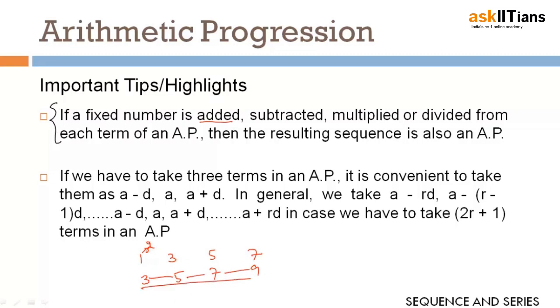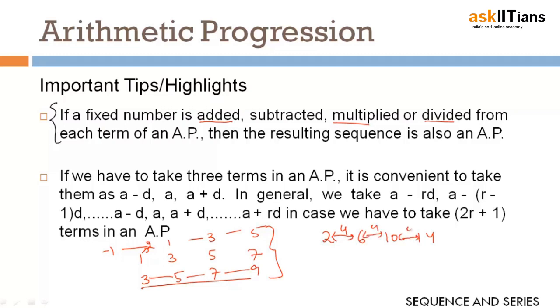Similarly, if you subtract 2 from it, this will become -1, 1, 3, 5. This is again an AP with a difference of 2. Now let's see what happens when we multiply or divide each term by a fixed number. If you multiply everything by 2, this will become 2, 6, 10, 14. Let us first see the common difference between these terms: 4, this is again 4.